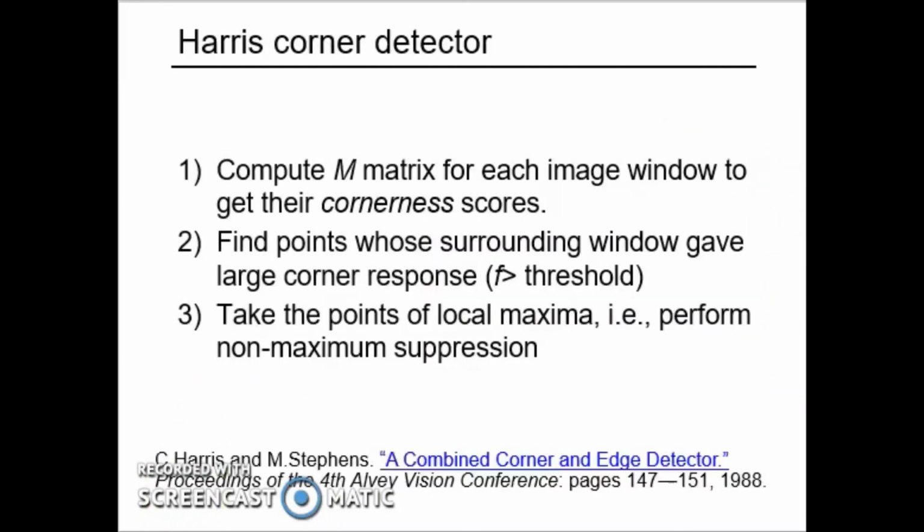So basically, once we aim to work on the Harris corner detector, there are three important steps. We compute the matrix M for each image window to get the cornerness scores at every pixel in the image. Then we find those points whose surrounding windows gave us large corner responses. So we set a threshold value. If the threshold value is exceeded, we classify it as a corner. And then, amongst all the selected corners, we take the points of local maxima, that is, we perform non-maximum suppression.